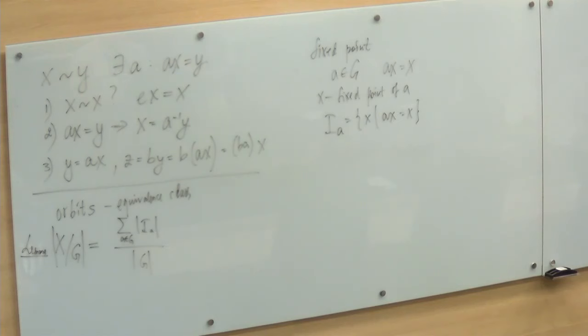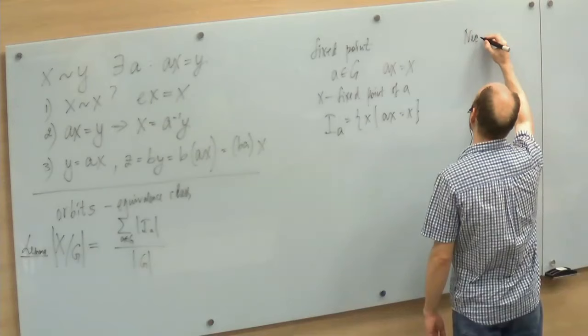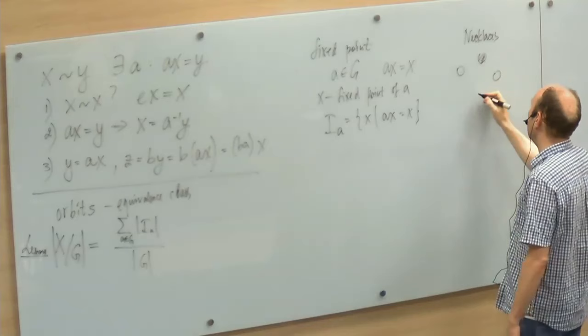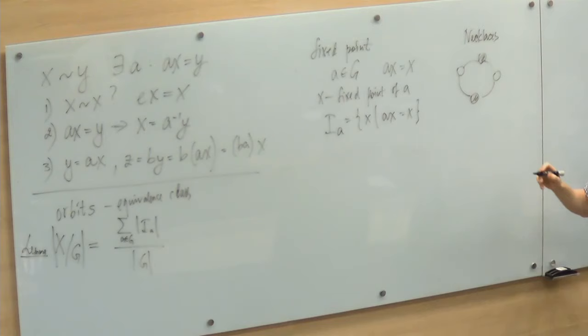Okay, before we prove it, it's quite easy to prove. Let's see another example. This example is called necklaces. Consider two types of beads, white and black. A necklace is a sequence of beads around in a circle, and two necklaces are equivalent if they are equal up to a circular rotation, but not flipping, so just rotation.